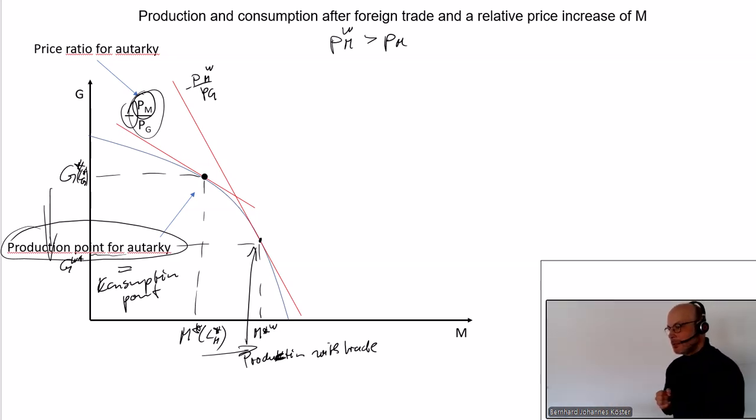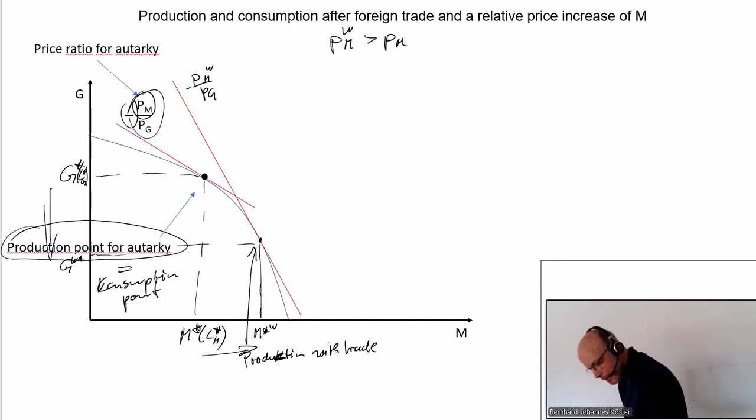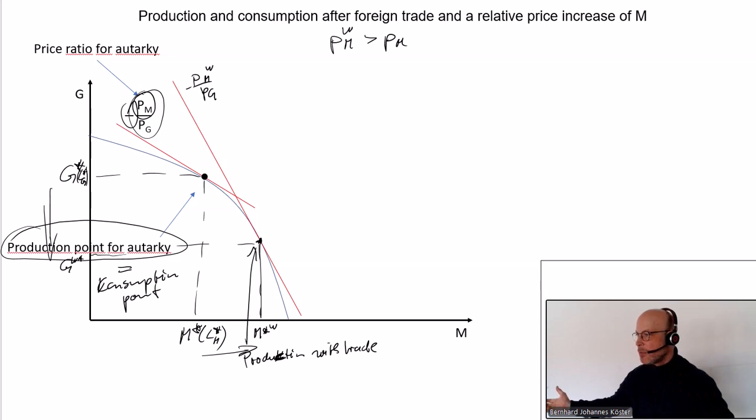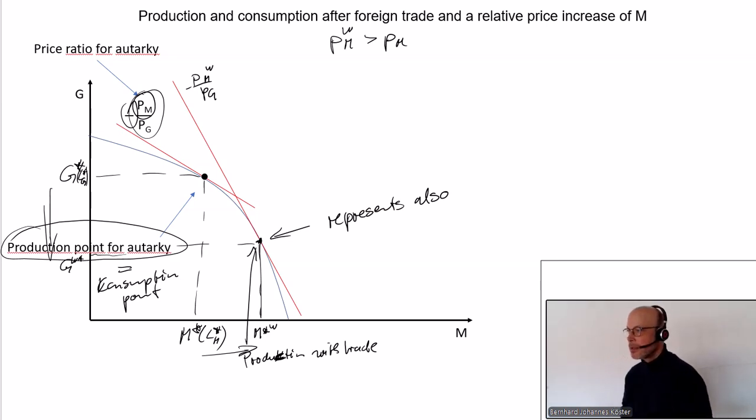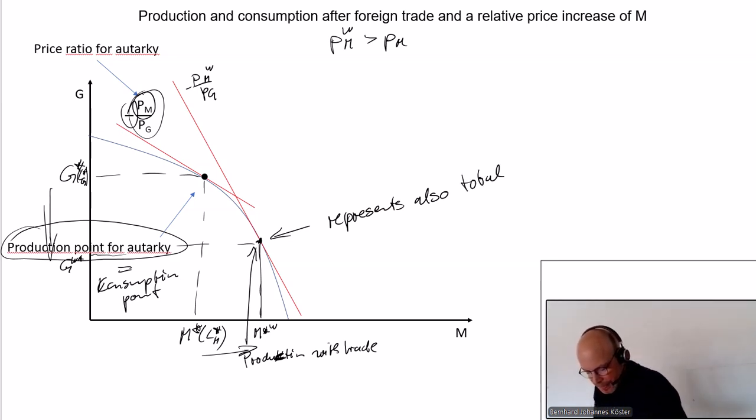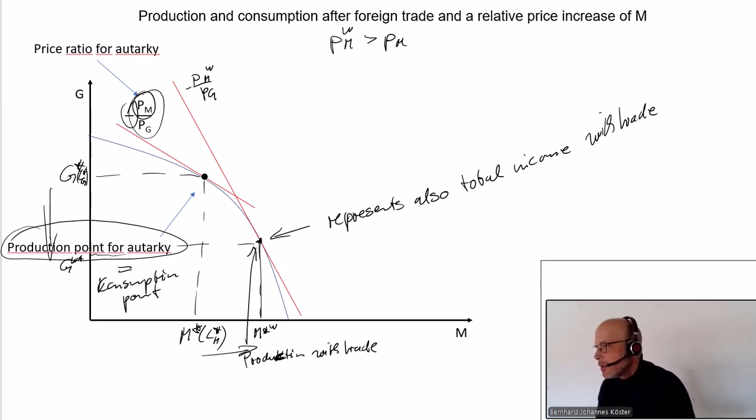But now in the trade situation, this point is what we are producing, what we are selling within our own country, and what we are selling into the world, because now we have open markets. So this point here represents also total income with trade. We can sell at home and we can sell abroad.